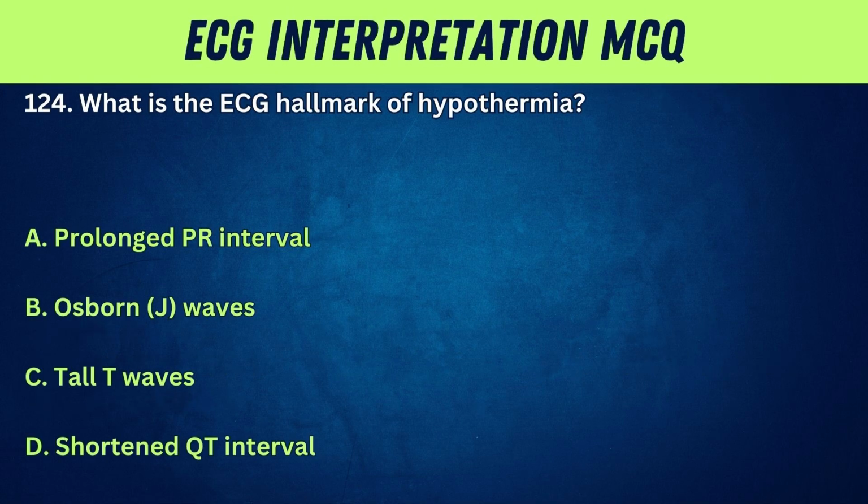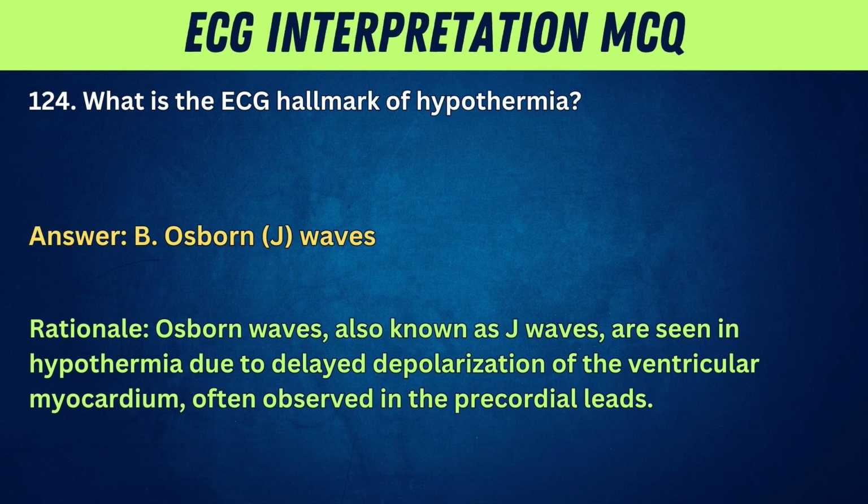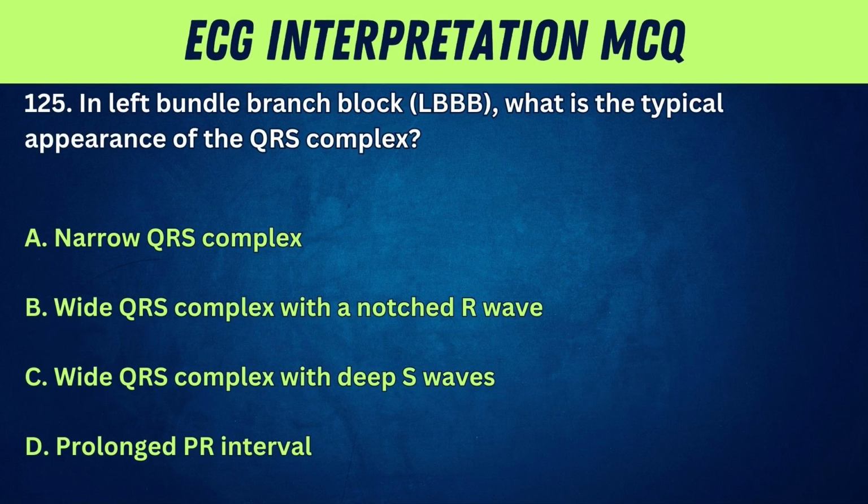124. What is the ECG hallmark of hypothermia? A. Prolonged PR interval. B. Osborn J waves. C. Tall T waves. D. Shortened QT interval. Answer: B. Osborn J waves, rationale. Osborn waves, also known as J waves, are seen in hypothermia due to delayed depolarization of the ventricular myocardium, often observed in the precordial leads.